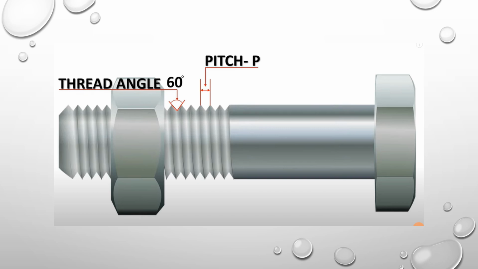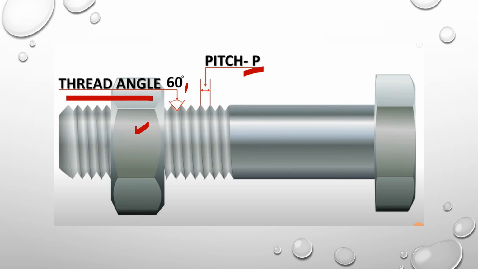So what is the thread angle? Thread angle is the angle in between the two threads. Whatever angle is maintained, that is called thread angle. Depending upon thread angle, you have to choose the nut. If the thread angle is 60 and you bring a nut of 65, it will never fit. So that is called thread angle.